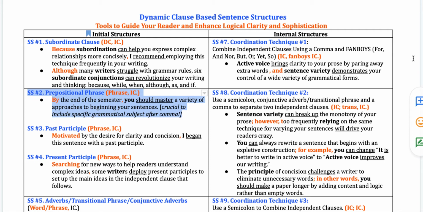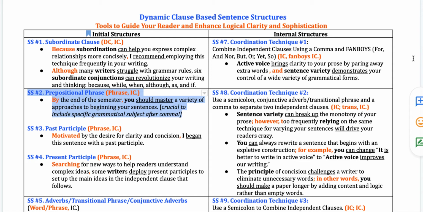So basically what we're doing here is looking at two different ways to start up sentences that give your readers more logical information. Subordinate clauses use words like because, although, when, while, if to make logical connections between clauses that otherwise might just be separate sentences. Bringing them together in one sentence using those magic subordinating conjunctions suddenly allows you as a writer to think on a higher level and to communicate with your reader on a higher, more sophisticated level.